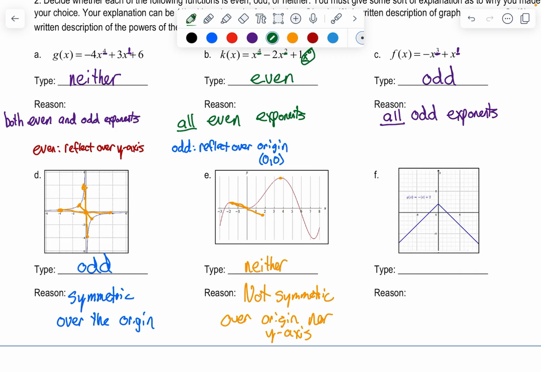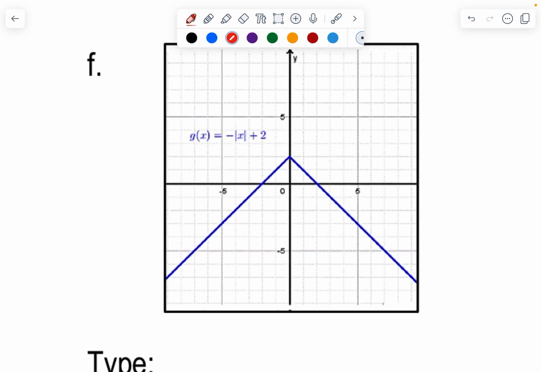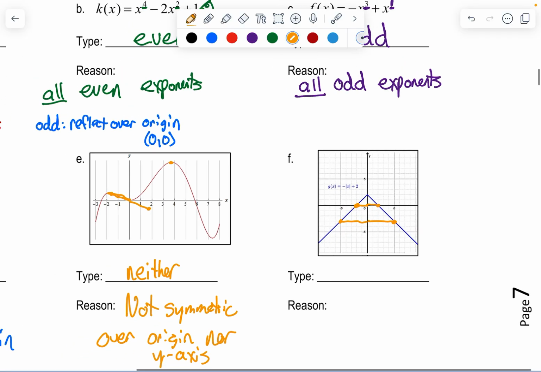All right, and then my last one here, let's check. Let's check with reflect over y-axis. Here to here. Oh, that looks pretty good. And if I go through and pick any 2 points, yeah, look, it is going to reflect over the y-axis. So our last one here is even. So this is going to be even. My reason is going to be reflect over y-axis.